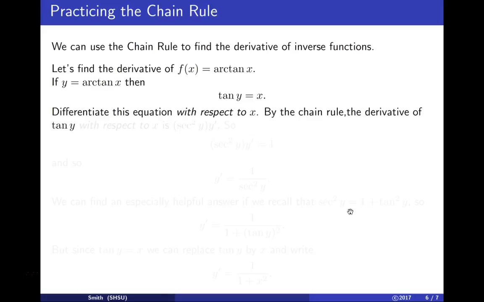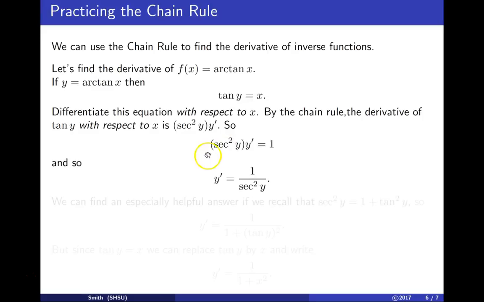By the chain rule, the derivative of tangent y with respect to x is the secant squared of y times the derivative of y. Why is there a y prime here? The chain rule says that when you take the derivative of tangent y, since it's not tangent x, you're going to get secant squared y times the derivative of y. Now, if I look at that original equation and I differentiate both sides, the derivative of x on the right side was 1. What am I after? I'm after y prime. So let's solve for y prime, dividing both sides by secant squared of y, and there's my derivative.